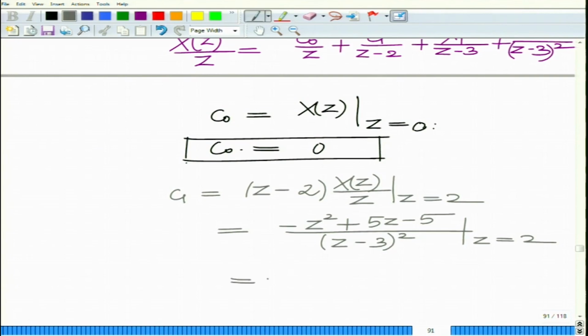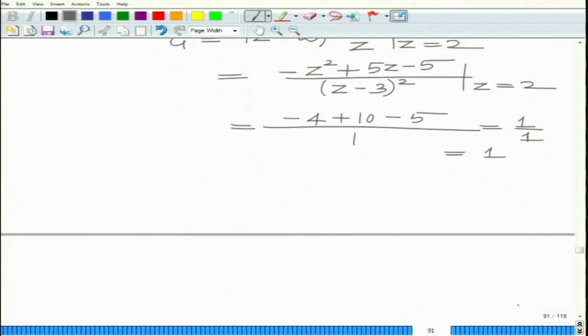So, what is this equal to? Evaluating the numerator at 2, you will have minus 4 plus 5 times 2, which is 10, minus 5, divided by 2 minus 3 whole square, that is 1 square, which is 1. So, this will basically be 10 minus 9, so this is 1 divided by 1, which is equal to 1. So, C1 equals 1. Okay.